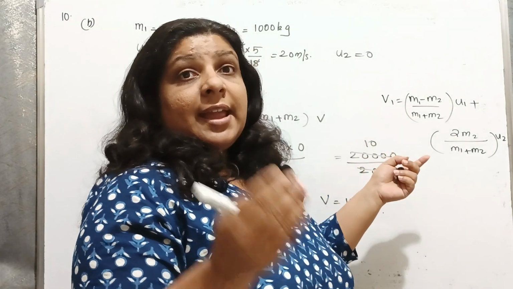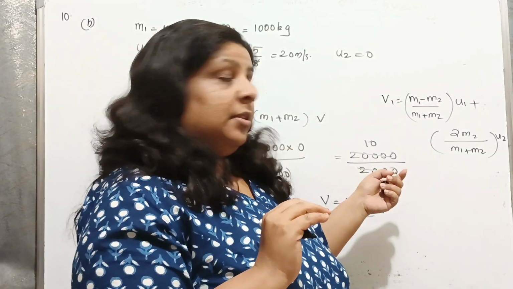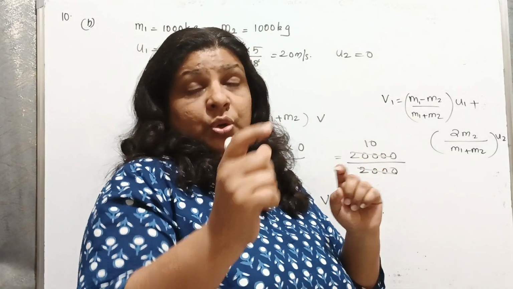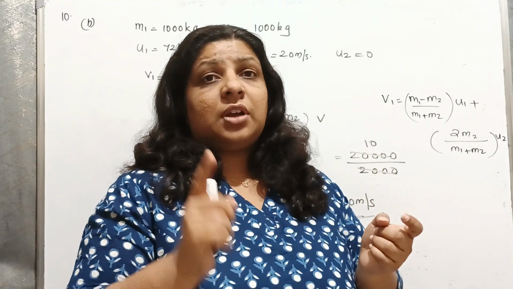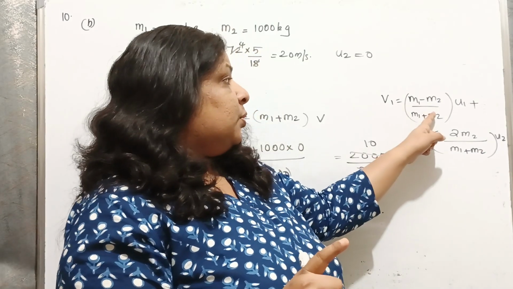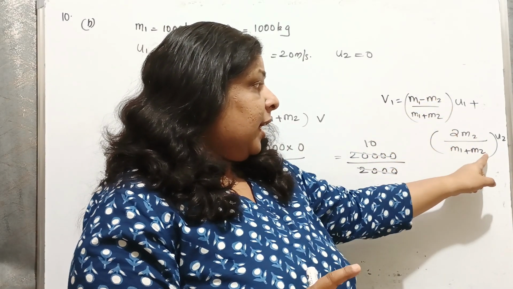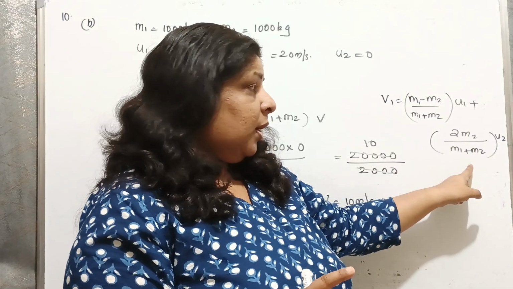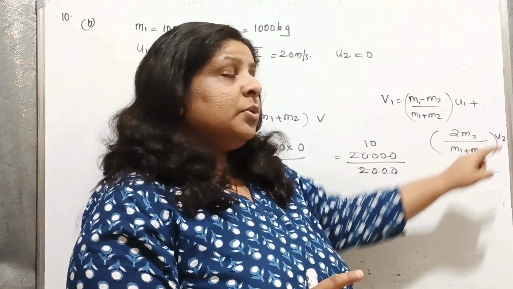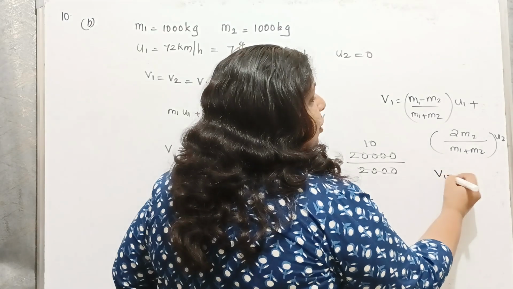Okay, when they exchange their velocities, what will happen? That is the question. You have to show they are exchanging their velocities. How does it happen? When both m1 and m2 are equal, this term will go to 0. So 2m by m plus m, 2m by 2m, it will become 1. So you will get v1 is equal to u2.